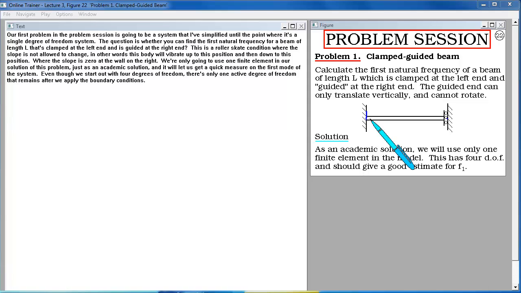In other words, this body will vibrate up to this position and then down to this position where the slope is 0 at the wall on the right. We're only going to use one finite element in our solution of this problem, just as an academic solution, and it will let us get a quick measure on the first mode of the system. Even though we start out with 4 degrees of freedom, there's only one active degree of freedom that remains after we apply the boundary conditions.